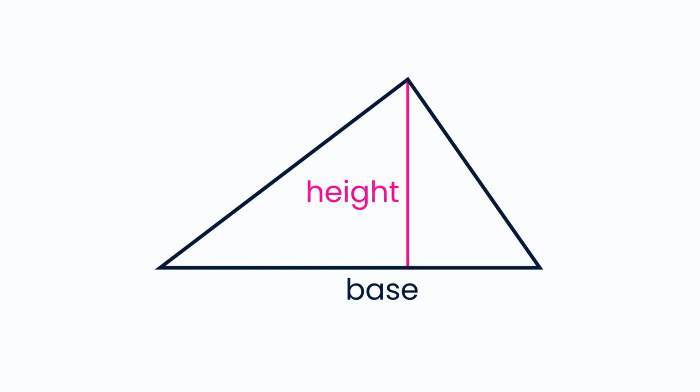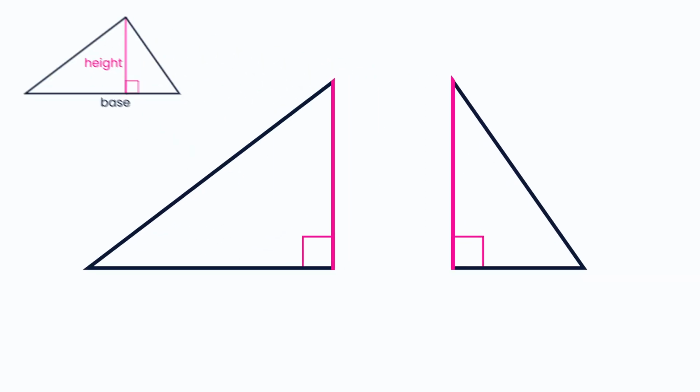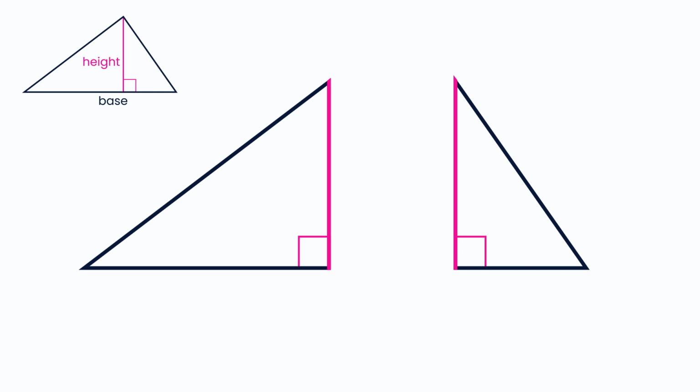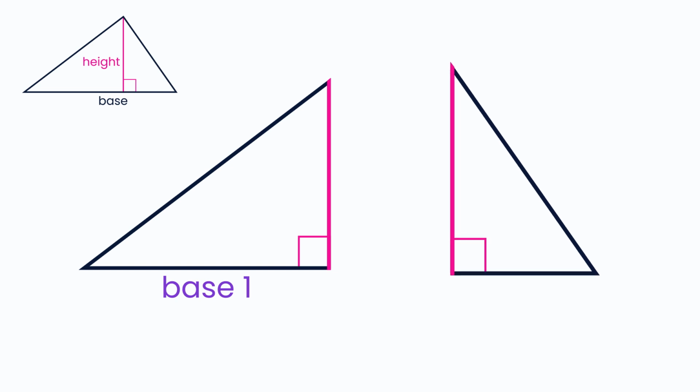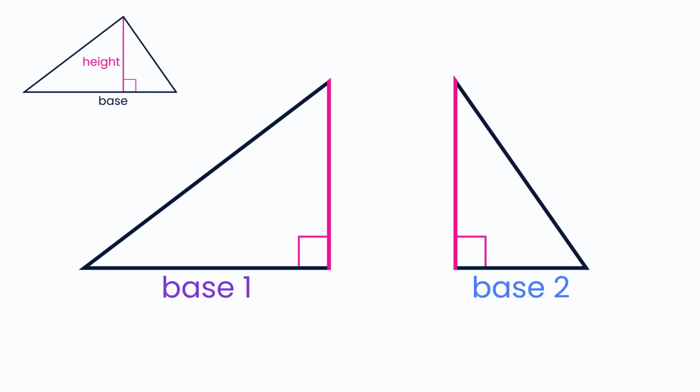Notice that the height here starts at a vertex, which is always the case. It always forms a 90-degree angle to the base. You can imagine this triangle as being made up of 2 right triangles. Let's call the base of this triangle base 1, and the base of this triangle base 2. The heights of both triangles are the same as the height in triangle ABC.